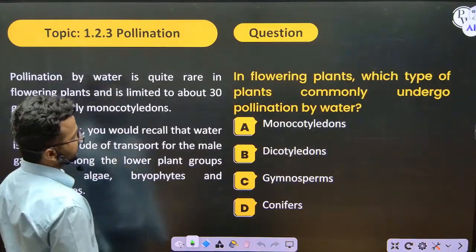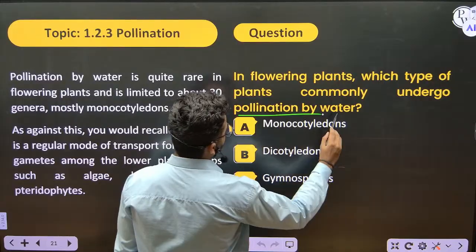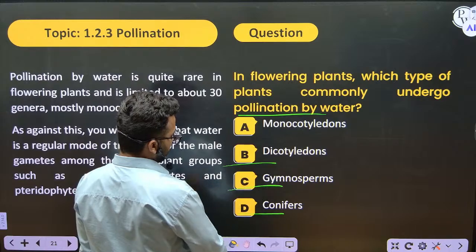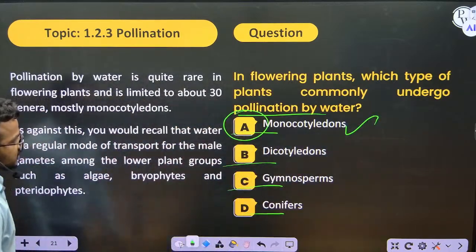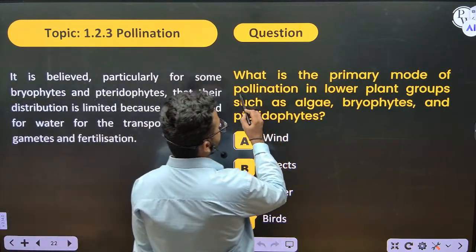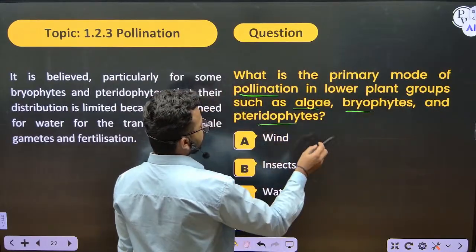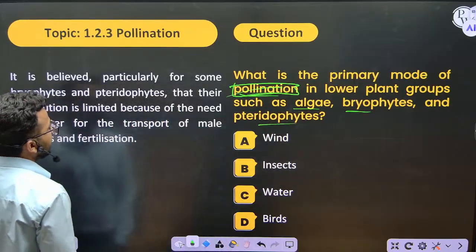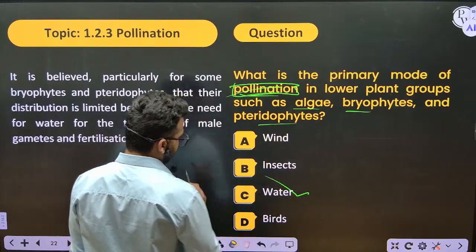So in flowering plants, which type of plants commonly undergo pollination by water? Conifers, Venus, dicot, mono. So option A will be the answer. The monocot will be undergoing water pollination. So what is the primary mode of pollination in lower plant groups such as algae, bryophytes? It is not a primary mode of pollination because there is no pollen grains in it. So it's just a transfer of gamete, then water will be the correct answer.